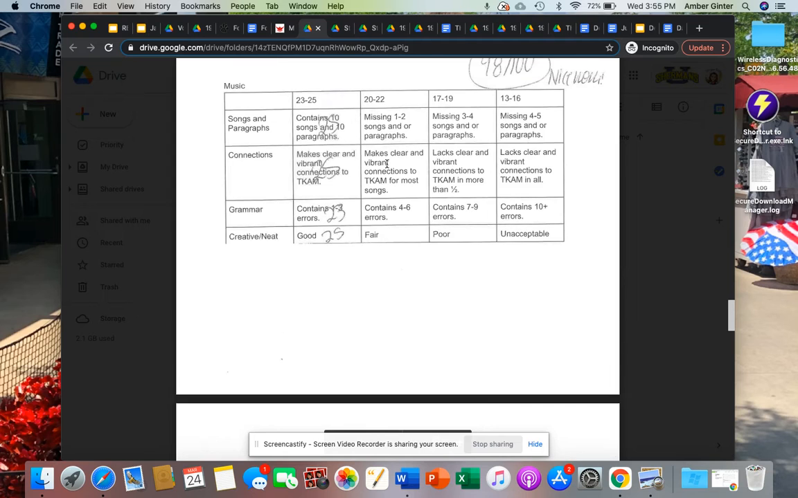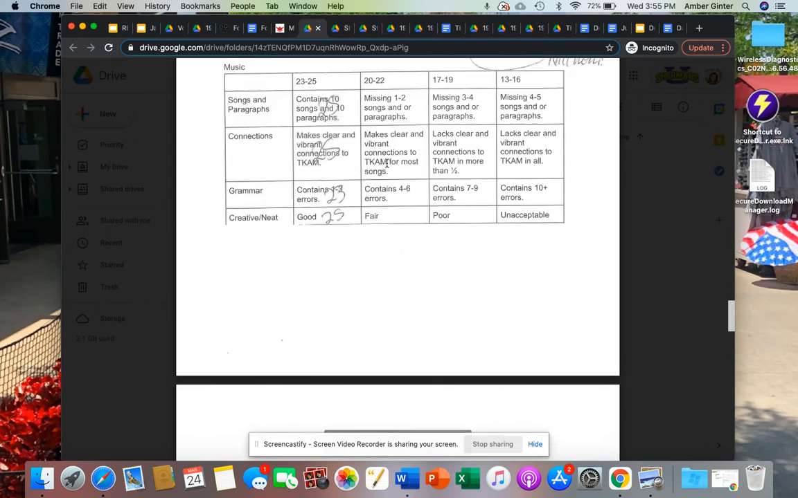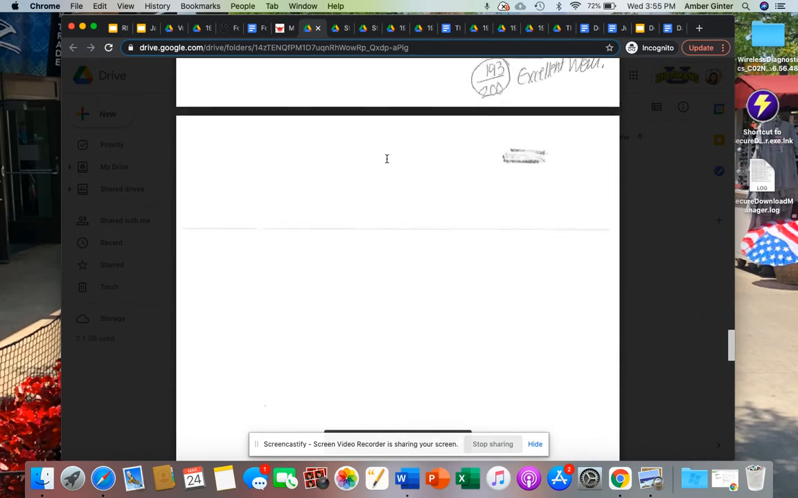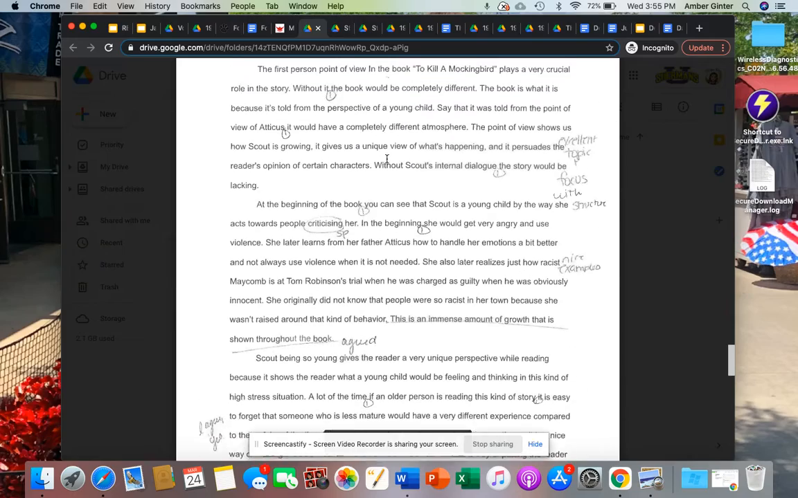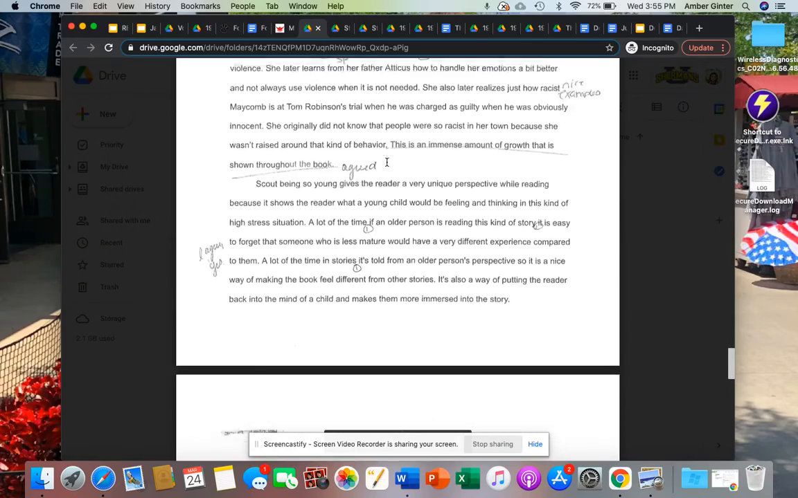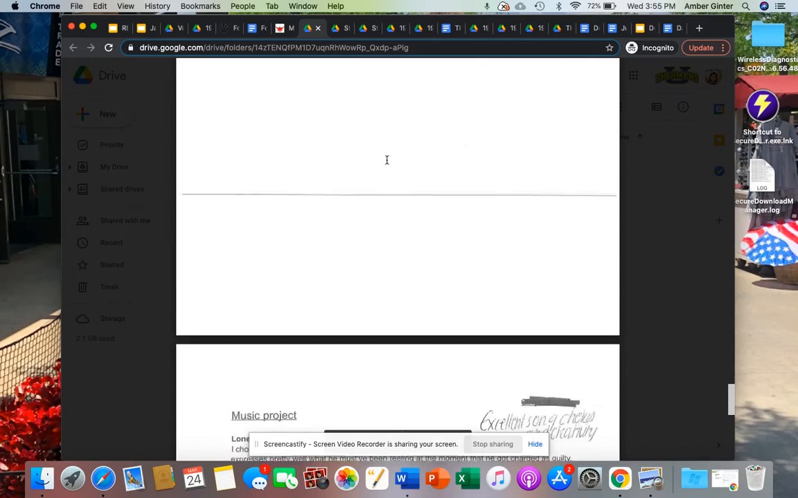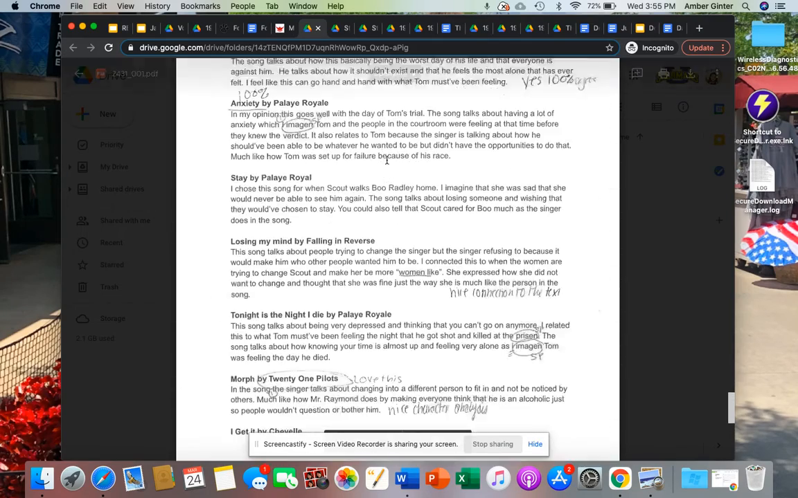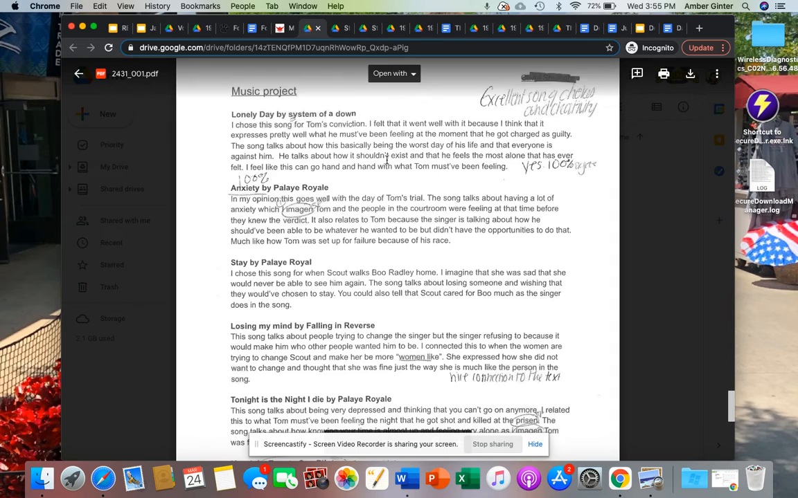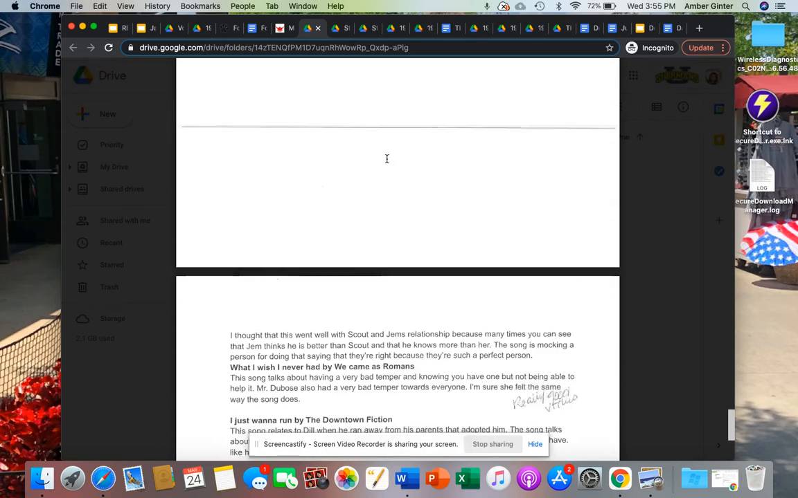And then their project, like I said, here's their rubric for both the essay and project, and they did a really great job. I thought that they understood it well. I gave them immediate feedback. Here's their song choices. They did a great job.